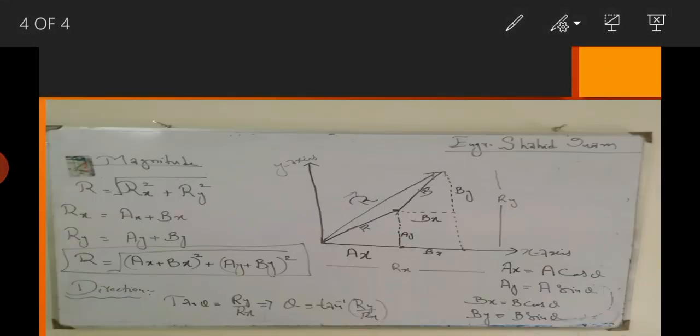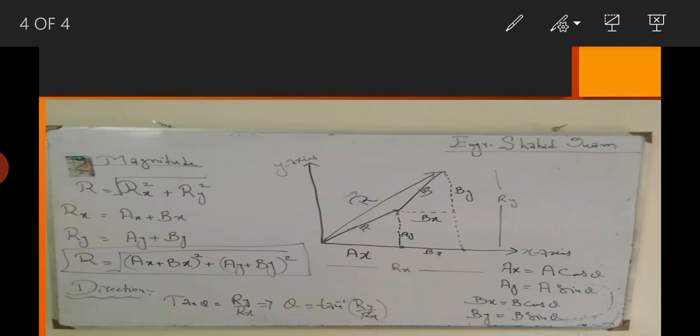Now this is the addition of vectors by rectangular components. In the previous slide we have found the x and y components of both the vectors A and B. Now let us add these vectors by rectangular component method. For the rectangular component method, for the vectors to be added, first we have to apply the same head to tail rule.